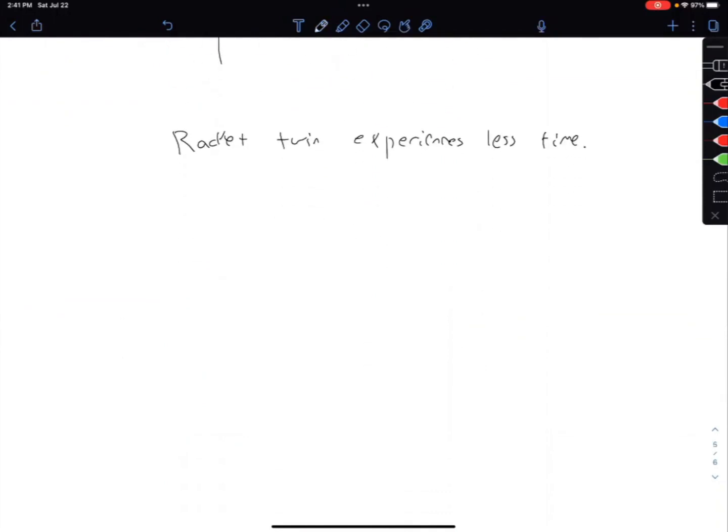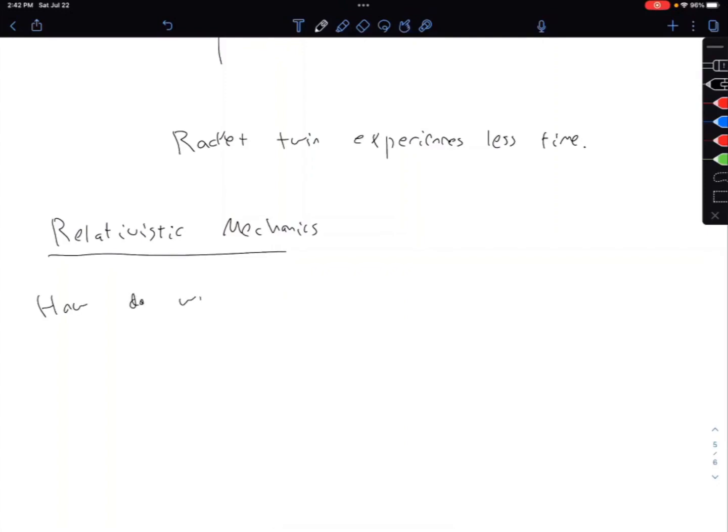So now that's all we're going to do with just using the Lorentz transformation. Okay. So now what we're going to do is talk about relativistic mechanics. In particular, we would like to know how we define energy and momentum in special relativity. This will be our central question.